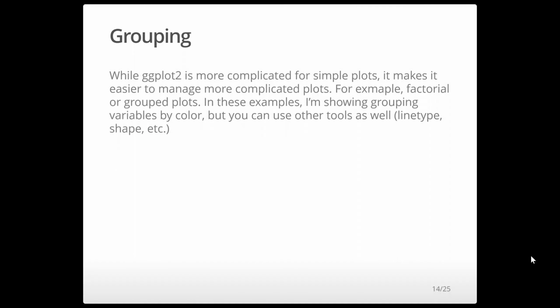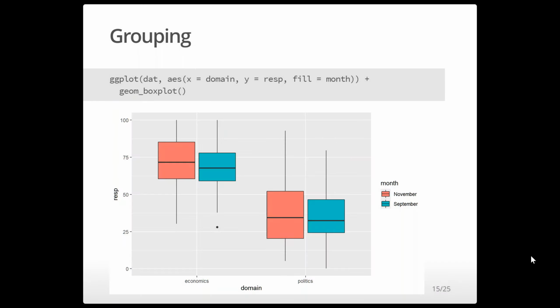So you may be thinking, this looks way more complicated. Why do I need this to just produce these same plots? And the reason is because you can do much more interesting and complicated plots with ggplot more easily than you can with base R graphics. So, for example, factorial or grouped plots, which in these examples I'm going to show grouping by color, but you can group in all sorts of ways. You can group by line type for line plots, or shape of the points for scatter plots. But in this case, we're going to look at color.